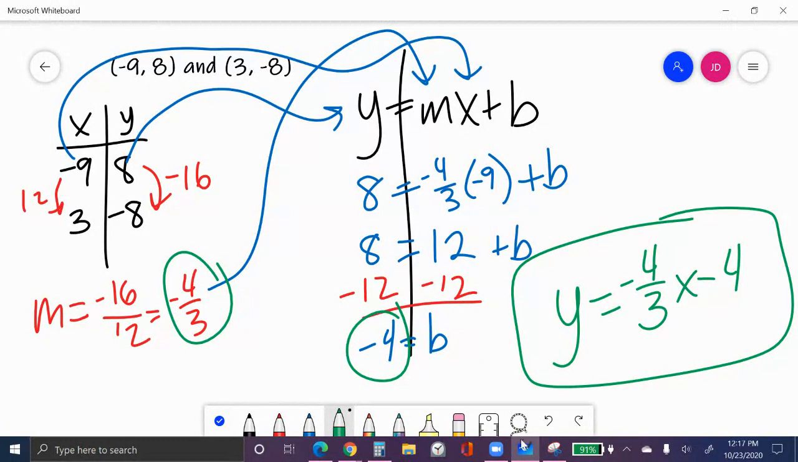So again, put it into a table. Find the slope. Plug it into y equals mx plus b if you need to find the b. And then once you have your m and your b, you'll plug it back into your slope-intercept function to find your equation. So that's it for today's video.